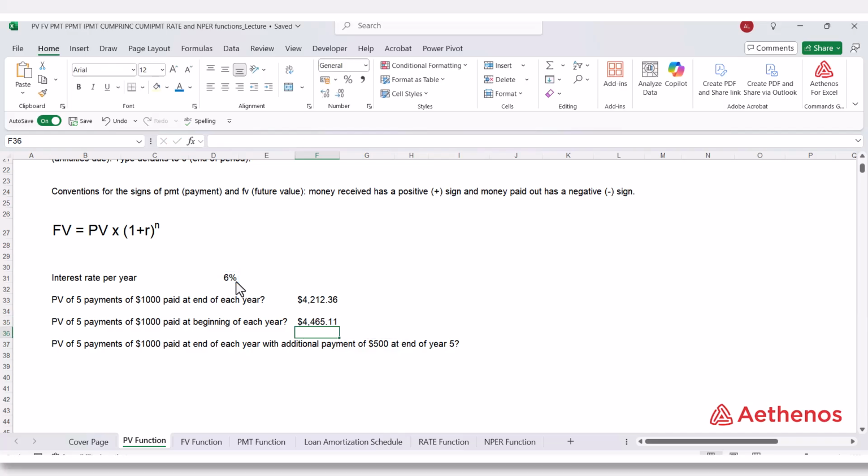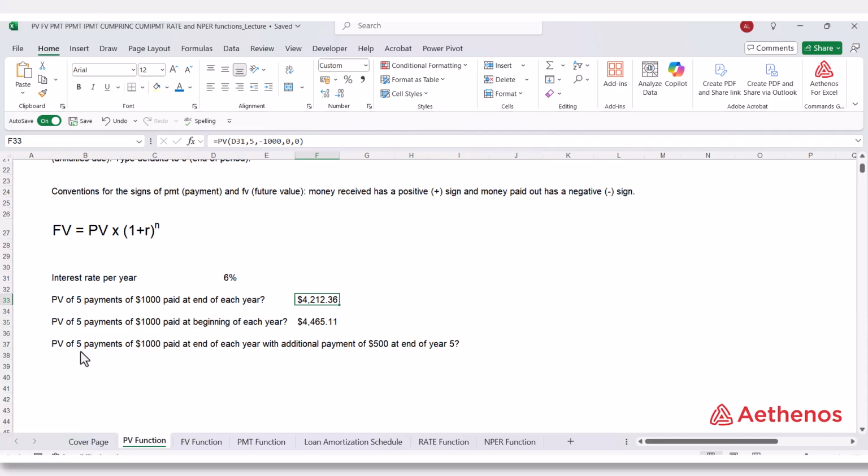We press enter and we get 4,465. It's more here because we are paying at the beginning of the year and it has more time to compound and add to the value. Before it was the end of the year, and here we have an additional year of interest. That's why we get 4,465, which is higher than the end of the year payment total.